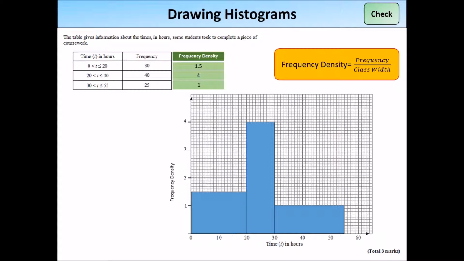So really simple, okay? You're going to get a couple of marks for working out that frequency density and then a couple of marks very often for plotting that histogram as well, okay? If you need anything else guys, go back through this video, have a look at the guide, have another look at this example and then just make sure you practice.